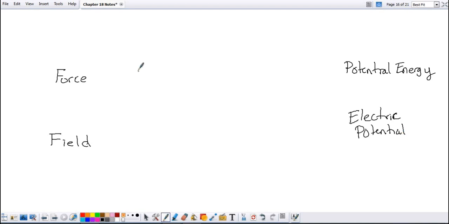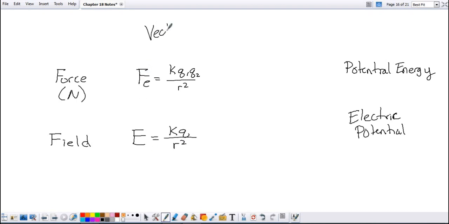Okay, well, the electric force has the equation. The electric force is equal to Coulomb's constant times charge 1 times charge 2 divided by the distance between the charges squared. And it's a force, and it's measured in newtons. Okay? And then the electric field has the equation. The electric field is equal to Coulomb's constant times the charge divided by the distance away squared. These two are both vectors.